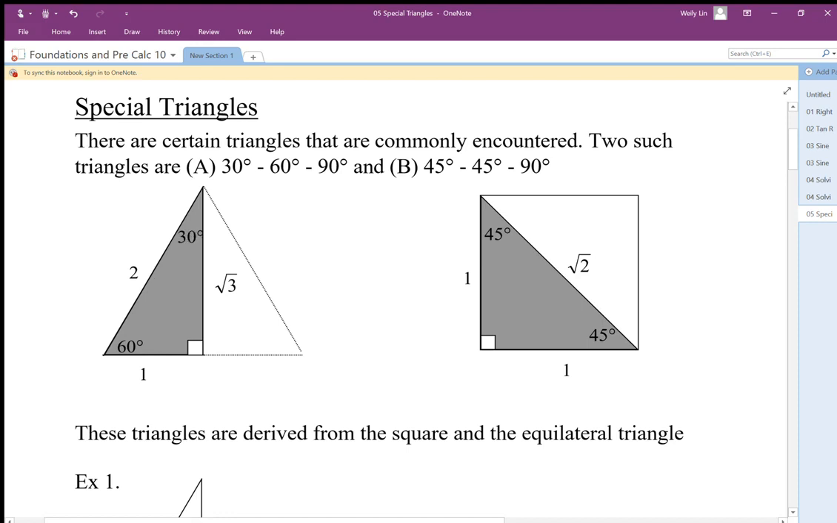Well, we know that the ratio of side lengths of this equilateral triangle is 1 to 1 to 1, or in this case the way I've drawn it is 2 to 2 to 2. And we know the angles are 60, 60, 60 in those corners. We didn't need our calculators to do that.